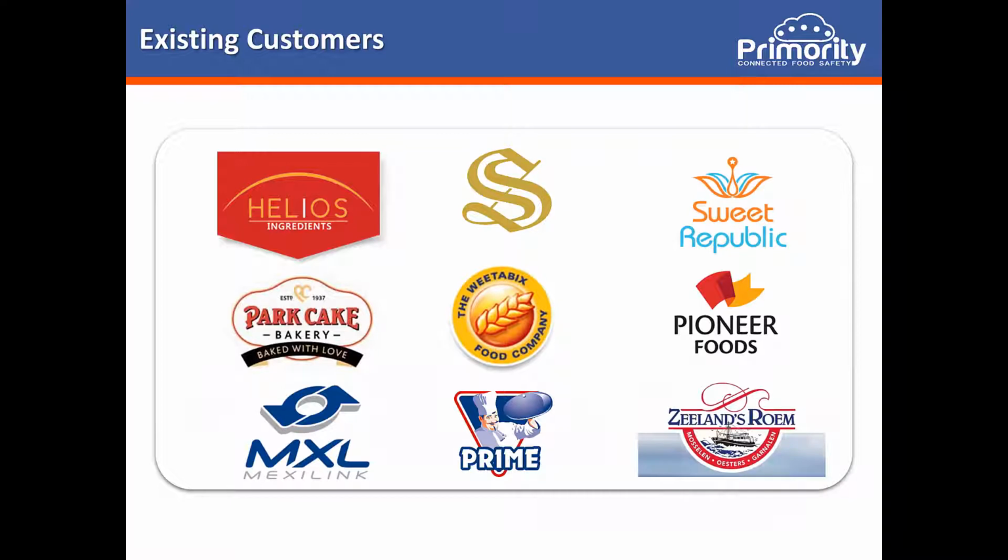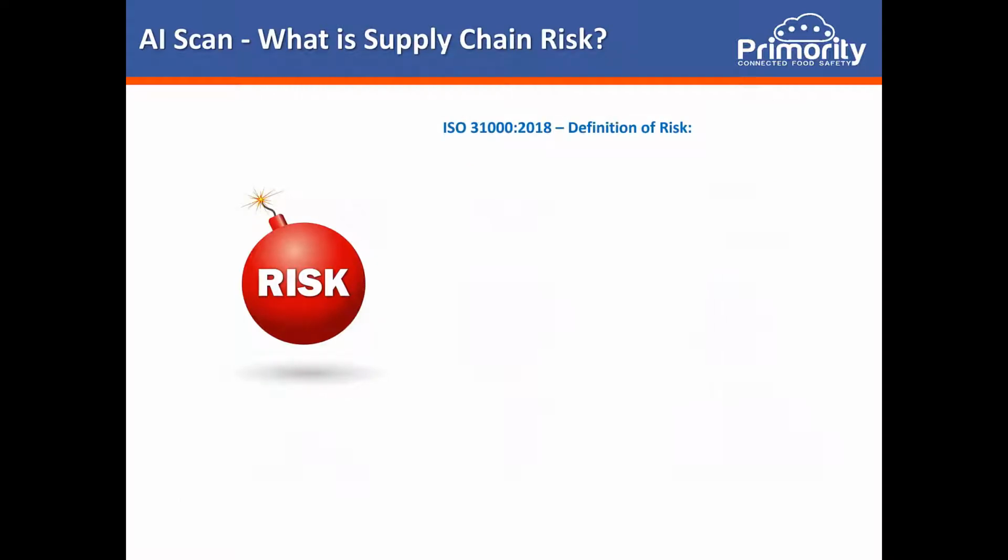They range from people like Weetabix, Park Cakes, who are big UK manufacturers in cereals and bakery, Pioneer Foods also in cereals, and Helios Ingredients, who are an import broker agent. And not just in the UK, we've got around about 25 US-based importers who use our solution for the Foreign Supplier Verification Programme, fishery companies, butchery companies. It's a wide range of customers who work with us.